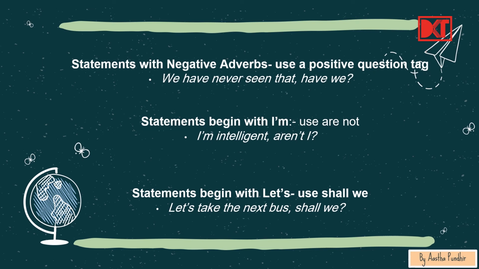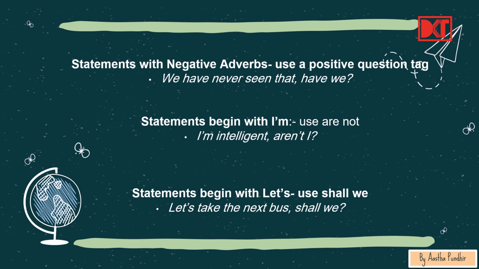Like here, if the statement has negative adverbs. What do we mean by negative adverbs? Like here you see, we have never seen that. Never seen that. Now this may look like a positive statement to you, but actually it is not. Why? Because it has a negative adverb. आपको positive statement लगेगी क्योंकि इसमें not तो है नहीं. But if you think logically, here you have never seen that. So it is a negative statement only because we're using a negative adverb. So when we have a negative adverb, we use a positive question tag.